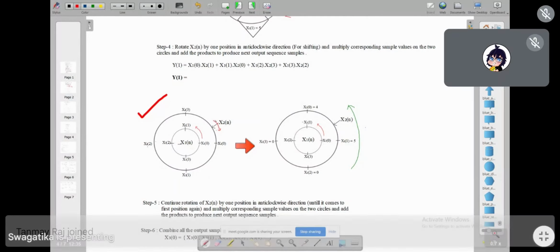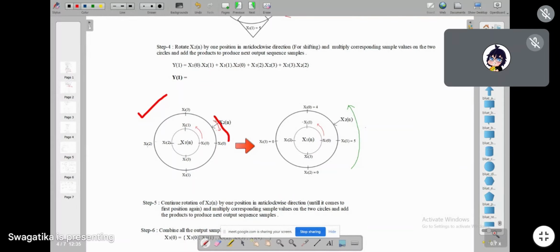See, this x2 of 0 will come here, not here. Anti-clockwise shifting I am doing. So it will be x2 of 0 here. Now x2 of 3 will come here. Okay. Now it is x2 of 3. Now x2 of 2 will come here. Okay. Now the first sample will come here.